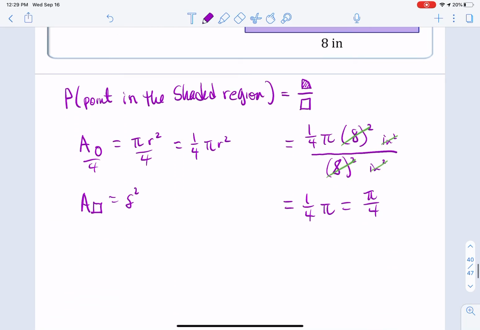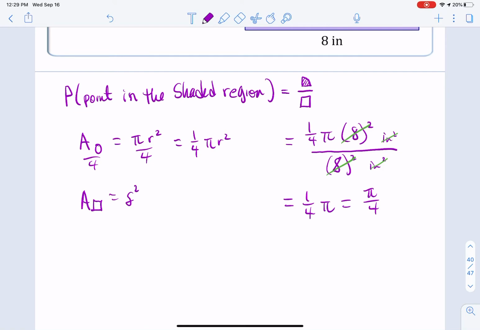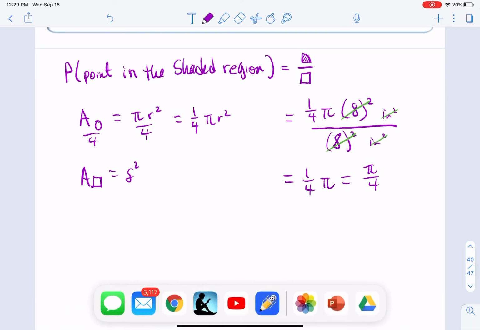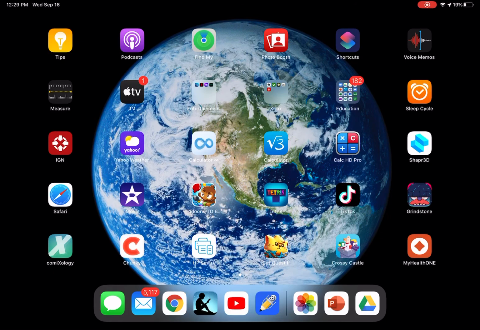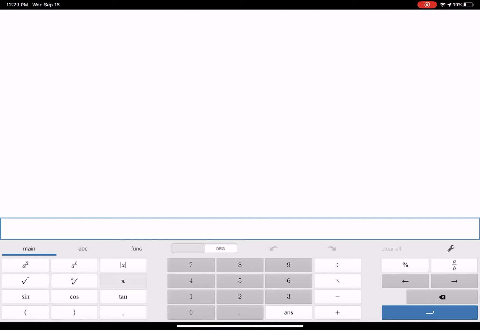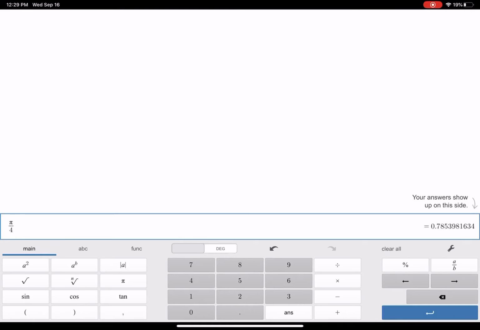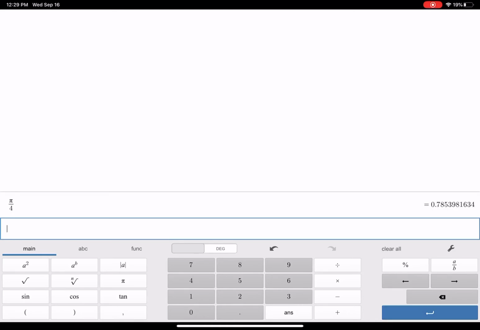Pi over 4 is a number. Let's think about this for a second. Pi is somewhere around 3, and then I'm dividing it by 4. It's around 3/4, which is 0.75. It should actually be a little bit bigger than that because pi is a little bit bigger than 3. Let's turn on our scientific calculator. Pi divided by 4, and we can see that we have 0.785, and so on. The decimals go on and on forever with no pattern. So yes, it's a little bit bigger than 0.75.